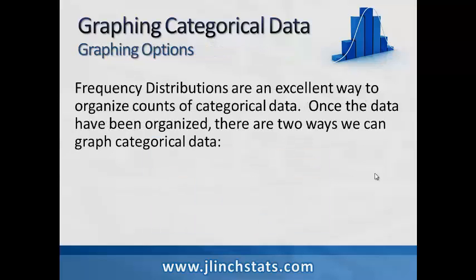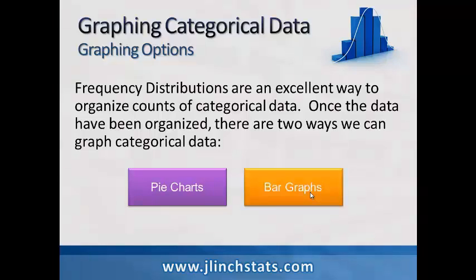Now, frequency distributions are an excellent way to organize counts of categorical data. Once the data has been organized, there are 2 ways we can graph the categorical data. So when we're talking about categorical data, we always want to look at a frequency or a relative frequency distribution when we're trying to construct such a graphical display of categorical data. And the 2 methods that we can use to graph categorical data are either pie charts or bar graphs. These are really the 2 main methods of graphing categorical data, and we're going to go ahead and discuss both of those. So once again, pie charts and bar graphs are ways to graph and display categorical data.